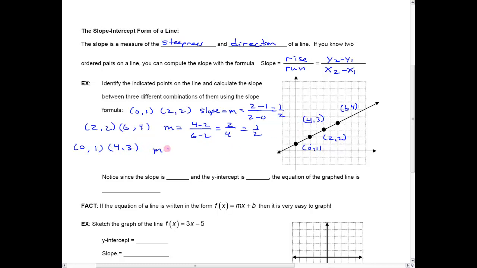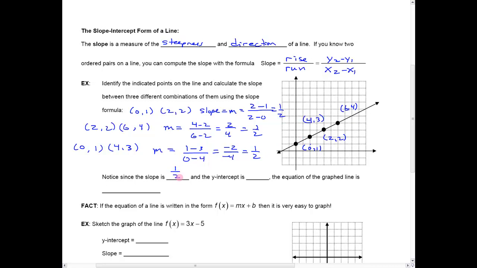My slope there, and it doesn't really matter which one you choose to be your x1, y1 and your x2, y2. I could have taken this y minus this y, 1 minus 3, but then I'd have to divide by this x minus this x, 0 minus 4. So I get negative 2 on the top and negative 4 on the bottom. The negatives cancel, and I still end up with 1/2. So you can certainly see from choosing some points that the slope is 1/2.